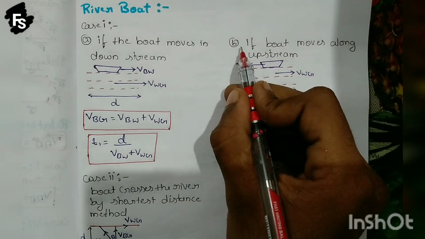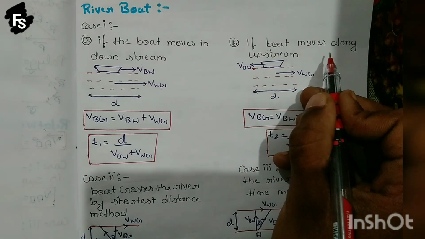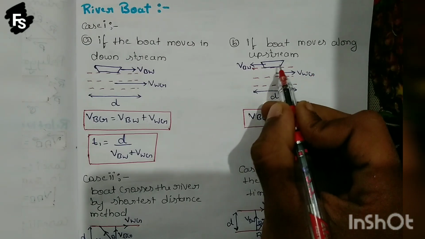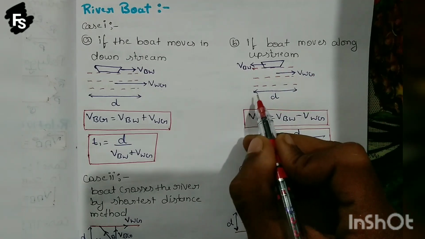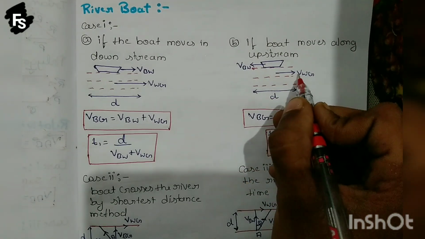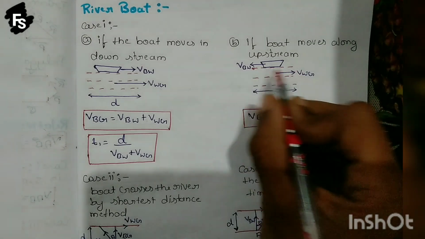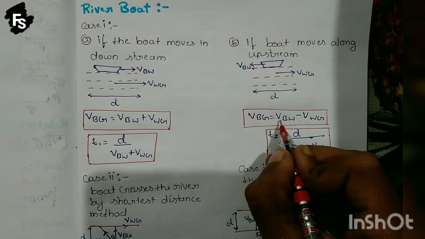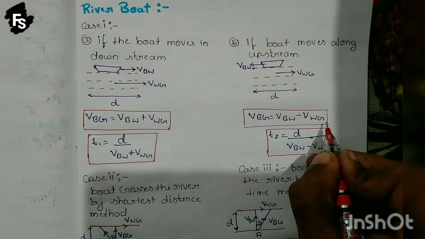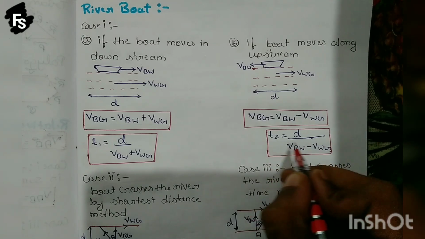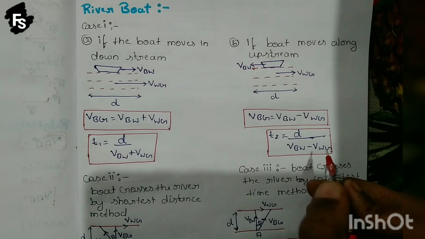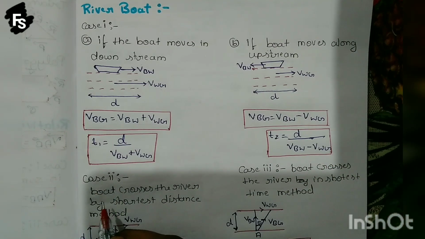If we move on to point B, if the boat moves along upstream, means upward, the river flows in this direction but the boat is moving in the opposite direction, then what happens? They are moving in opposite directions, so we have to subtract these values. Velocity of boat with respect to ground is equal to velocity of boat with respect to water minus velocity of water with respect to ground. Then to find time, distance by velocity. Velocity we know, so distance by VBW minus VWG. Then we move on to case 2.